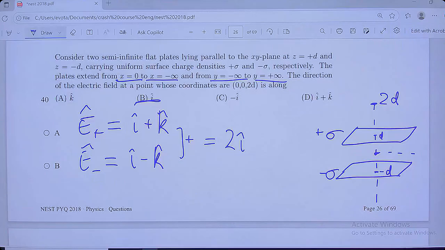It's a very, very important result. The direction in which the plates are semi-infinite will be the direction of the resultant electric field also. Note it down quickly, note it down.